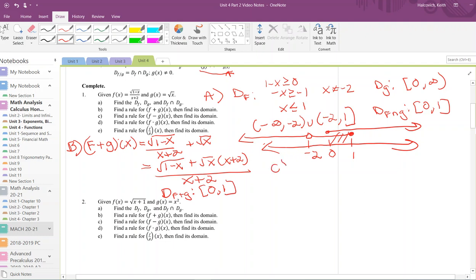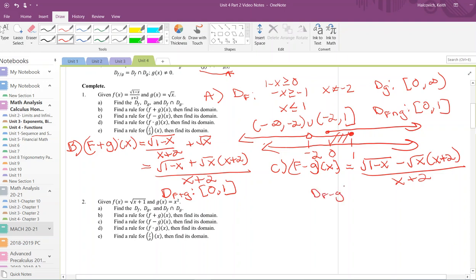So for part C, now we're subtracting, so we're going f minus g of x. So that's going to equal, basically the same except now we're subtracting, so it's the square root of 1 minus x minus the square root of x times x plus 2 over x plus 2, and the domain of f minus g is from 0 to 1.